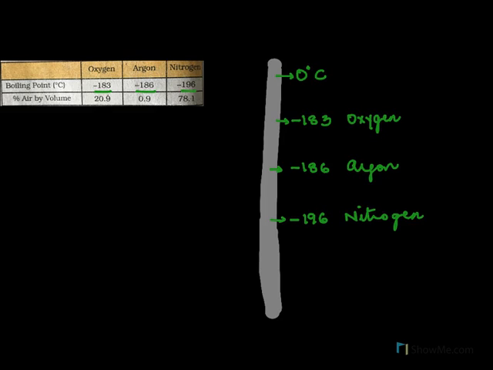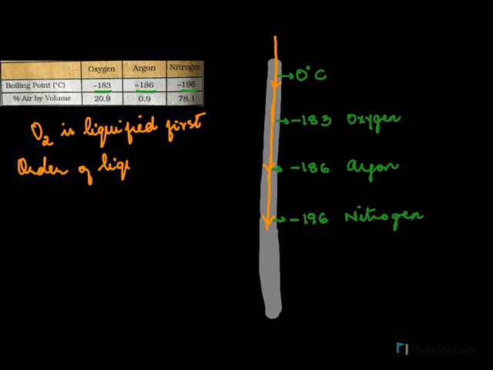Now when we are cooling the air, the temperature is going to decrease. So it's going to come to 0 degrees, then it's going to come down here. So oxygen will be liquefied first. When it comes to the order of liquefaction, as you move down, first oxygen becomes liquid, then argon becomes liquid, and last it's nitrogen that becomes liquid. So the order of liquefaction is oxygen, then argon, and then nitrogen, in this order.